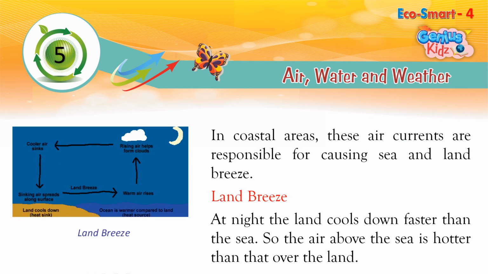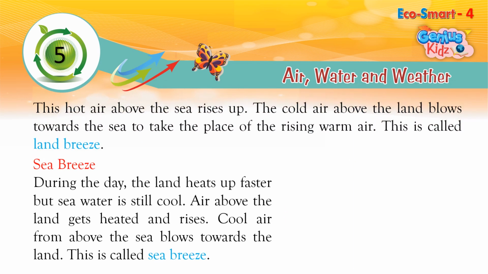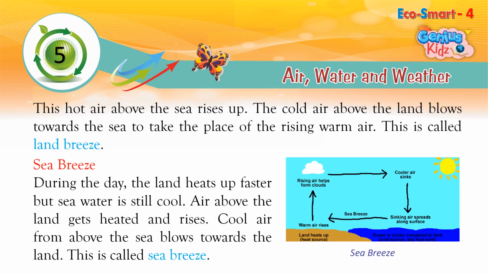In coastal areas, these air currents are responsible for causing sea and land breeze. Land breeze. At night the land cools down faster than the sea. So the air above the sea is hotter than that over the land. This hot air above the sea rises up. The cold air above the land blows towards the sea to take the place of the rising warm air. This is called land breeze.